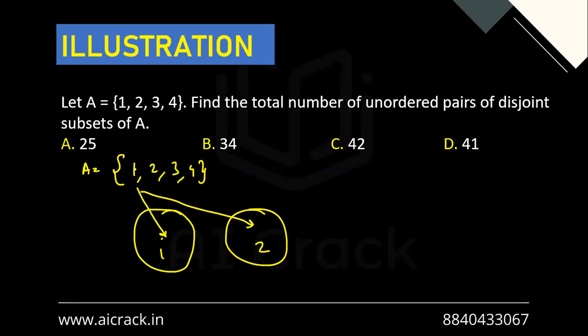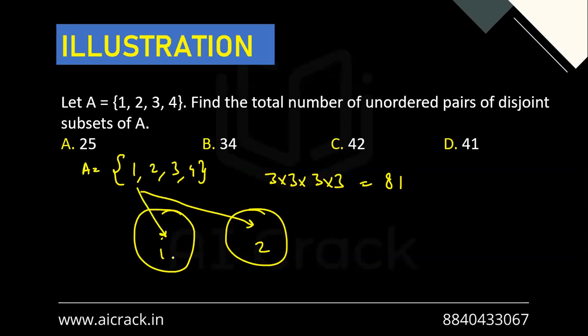So now this element has 3 options. It can go over here, it can go over here, or it doesn't go anywhere. Similarly with this one, similarly with this one, similarly with this one. So basically 3 into 3 into 3 into 3, that is 81.